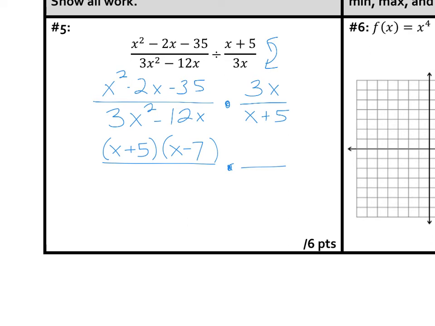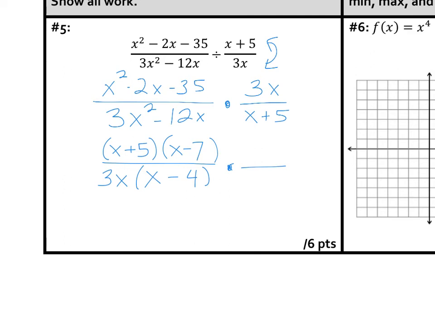Denominator, greatest common factor. Always look for a greatest common factor first. 3x is our GCF, so that's going to come out, and let's divide. 3x squared divided by 3x is x, and negative 12x divided by 3x is negative 4.